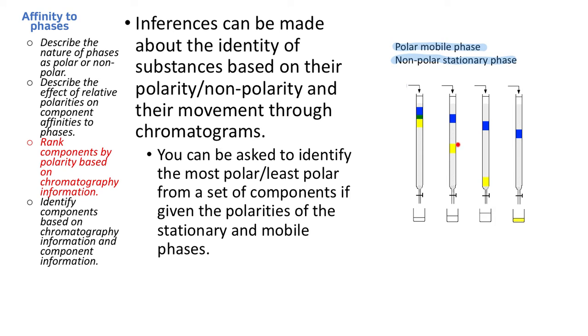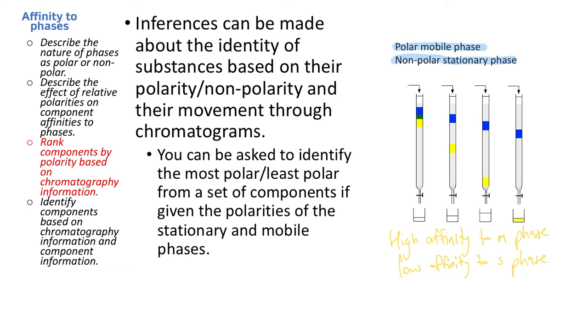Remember, if it's moving faster through the stationary phase, does it have a high or low affinity to the stationary phase? It will have a low affinity to the stationary phase, because it's moving very quickly through it. If it has a low affinity to the stationary phase, it's not going to match the stationary phase. The one that has a high affinity to the stationary phase, which will be the blue one because it's moving slower, will match the stationary phase. The yellow one will match the mobile phase in this case, or be more like the mobile phase. So what you would then work out here is that the yellow one will have a high affinity to the mobile phase and low affinity to the stationary phase.